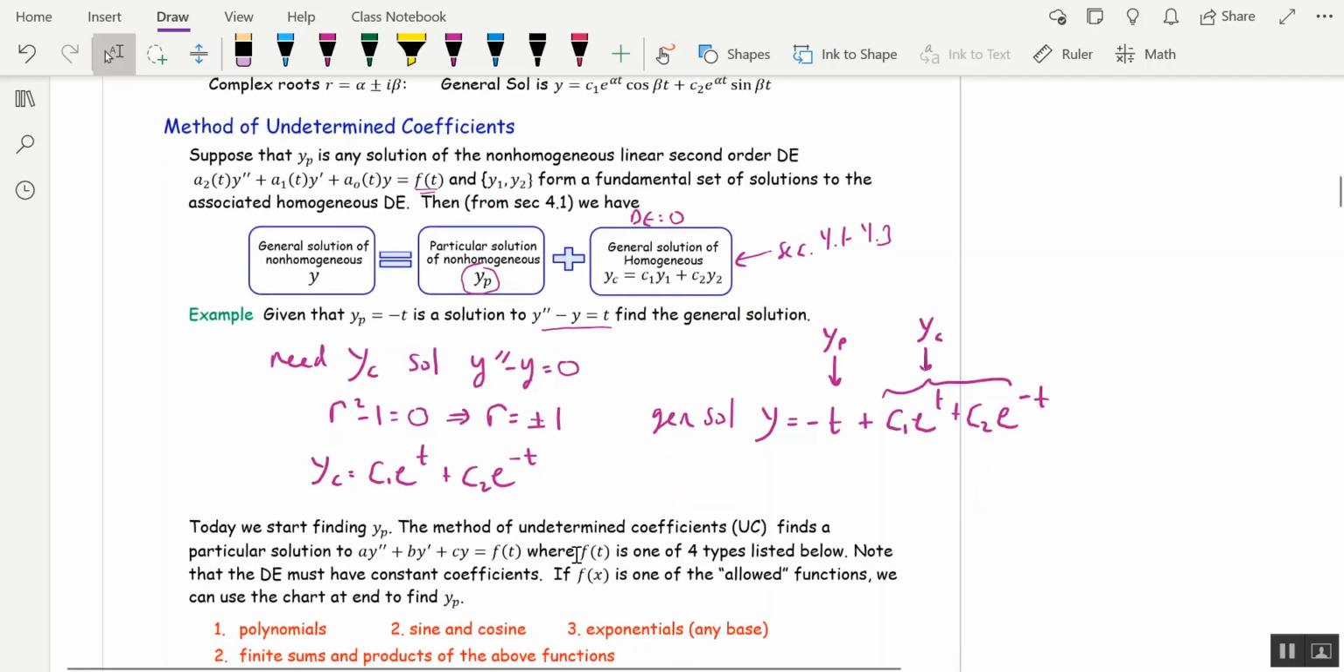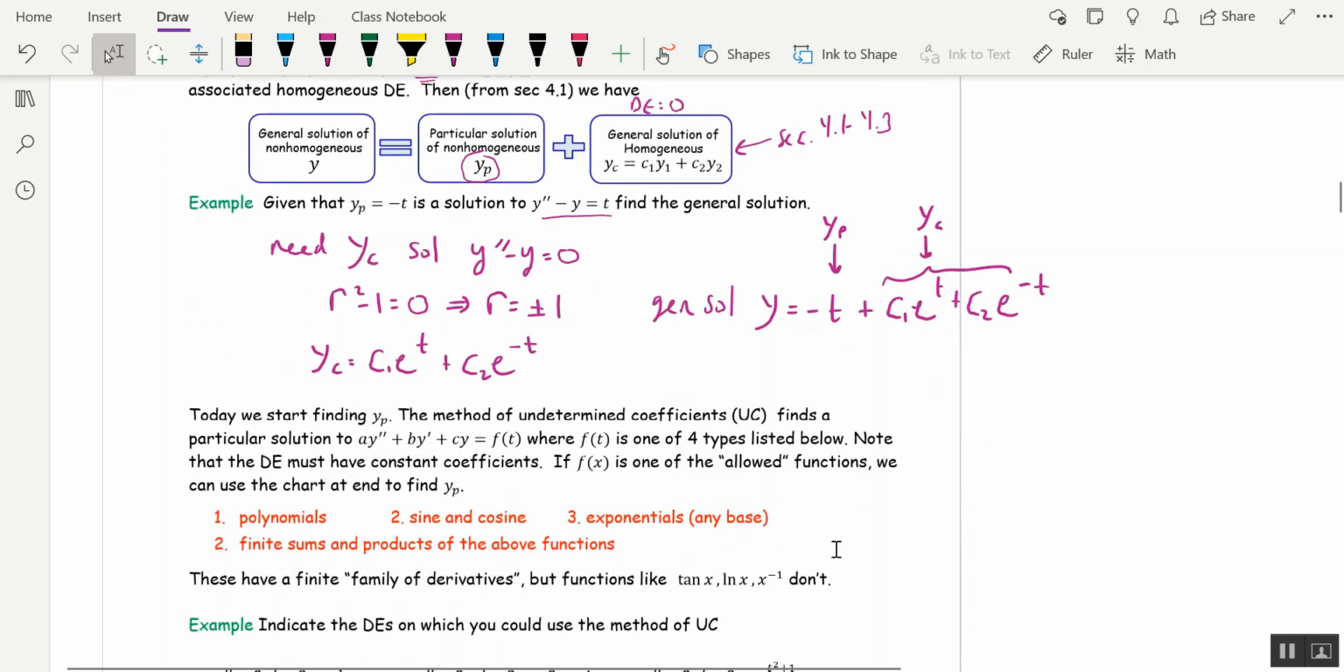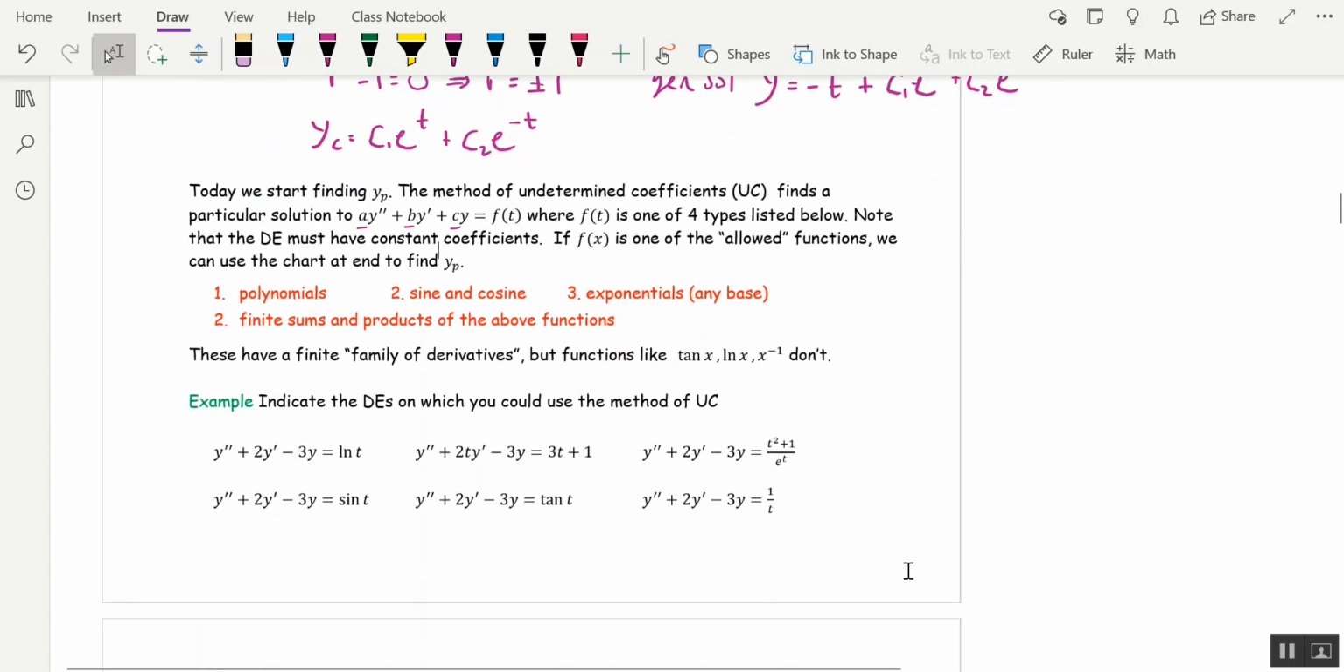Okay, so the method of undetermined coefficients. First of all, it can only be used on differential equations with constant coefficients. Second of all, the non-homogeneous part, the f of t, the driving function, can only be a certain type of function. It has to come from this list. So let's look at some differential equations and determine which ones we could use undetermined coefficients on.